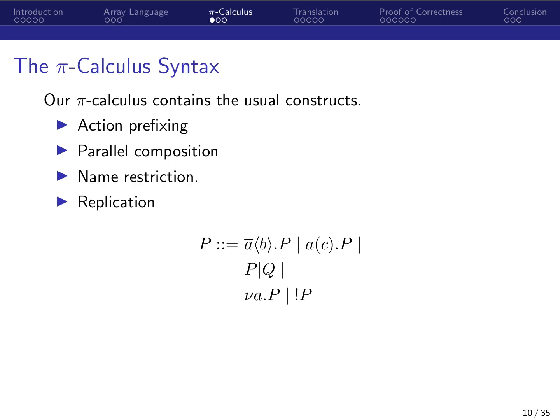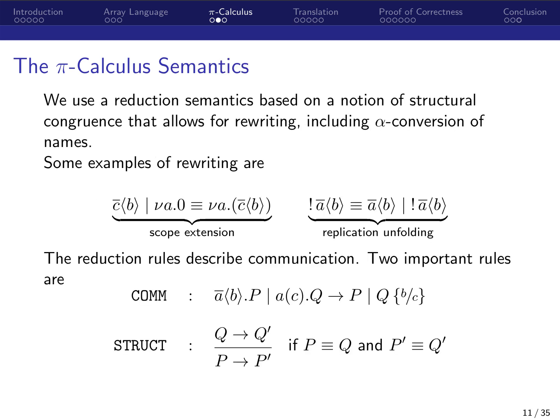Now that's our version of Futhark. How about the pi-calculus? Well, our pi-calculus contains all the usual favorites from the pi-calculus: action prefixing, parallel composition, name restriction, and replication. So that's all just as it was in the days of Robin Milner. And the semantics is also quite standard. We use a reduction semantics. We use structural congruence that allows us to rewrite process expressions and alpha convert if need be.